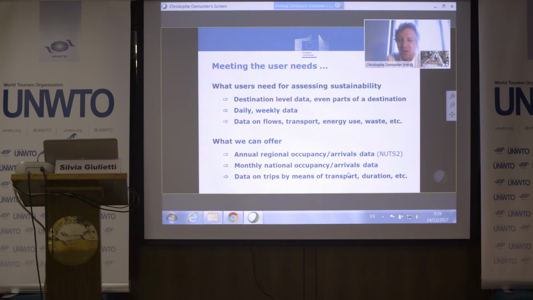Users typically need daily data or weekly data, and need data on flows, on transport, energy use, waste, and so on. However, what we can offer, we often only have annual data or sometimes monthly data, but then the monthly data is only at national level and not at the regional level. And we have some data on means of transport and duration of trips and so on. So we know that what we have is only in a fragmented way addressing the user needs.